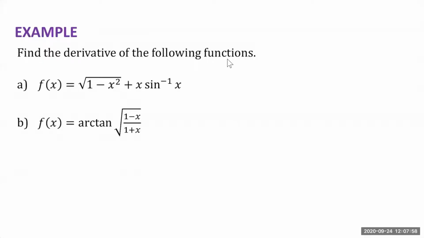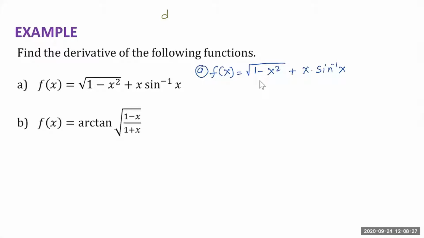Example: find the derivative of the following functions. Let's work on part A. In part A, we have f of x is equal to the square root of 1 minus x squared plus x times the sine inverse x. So you can see here the first function is a square root function. We already know the derivative of a square root function.